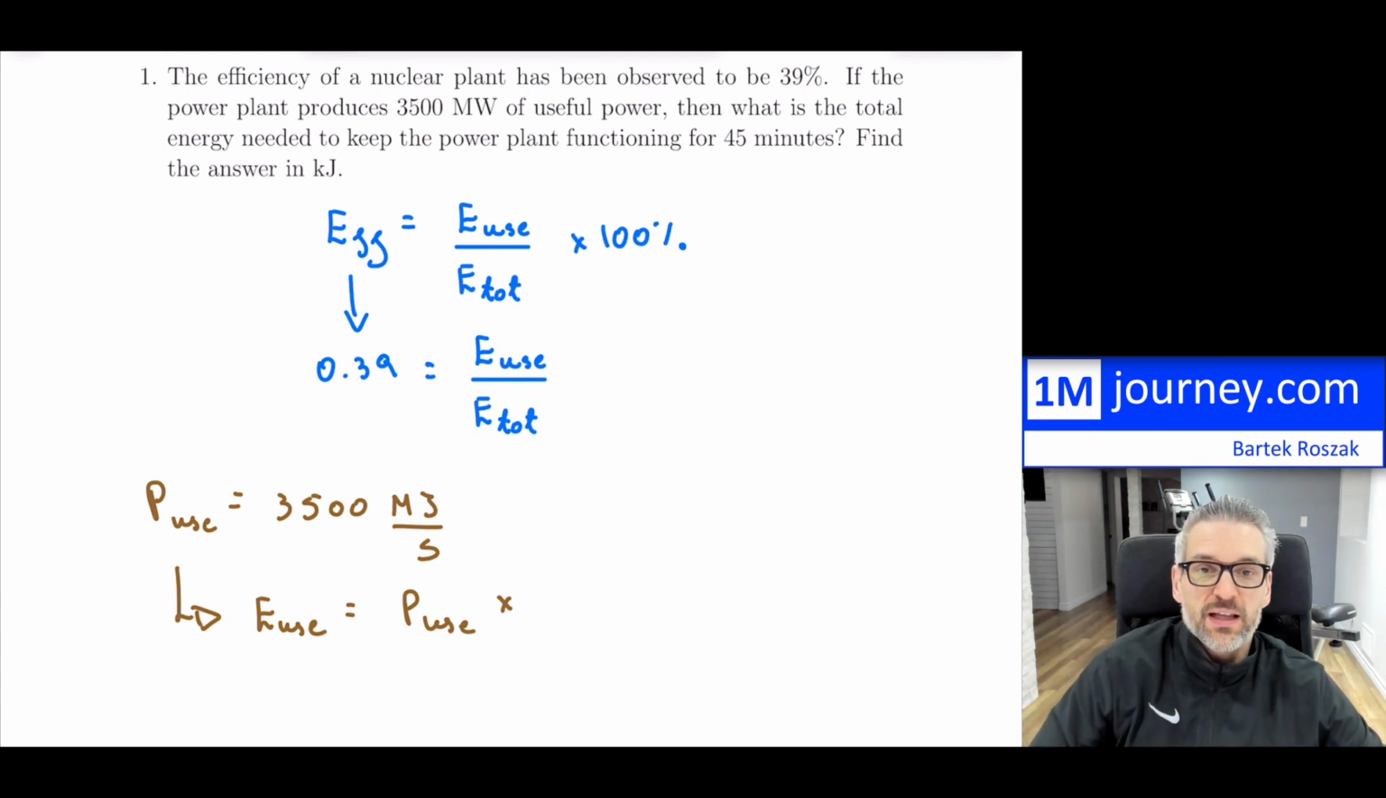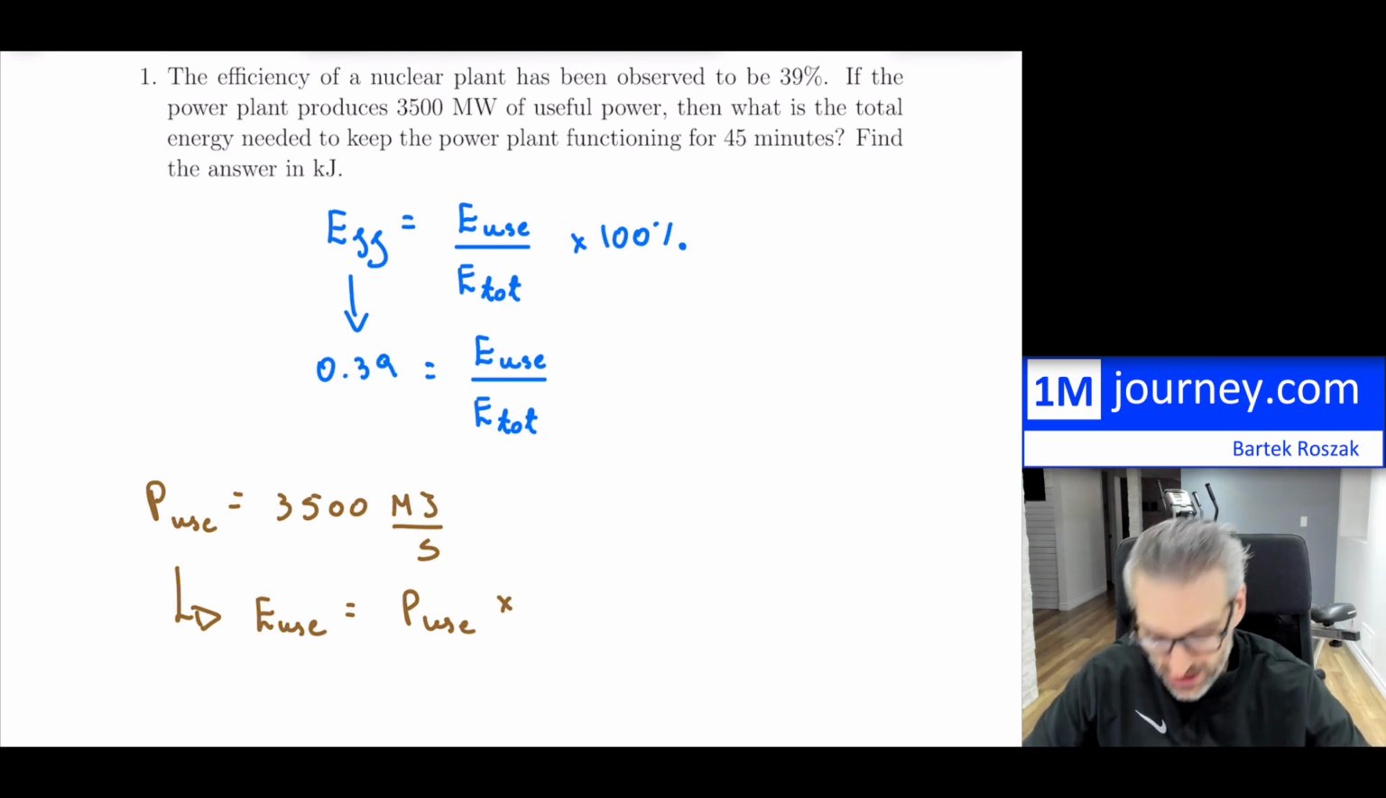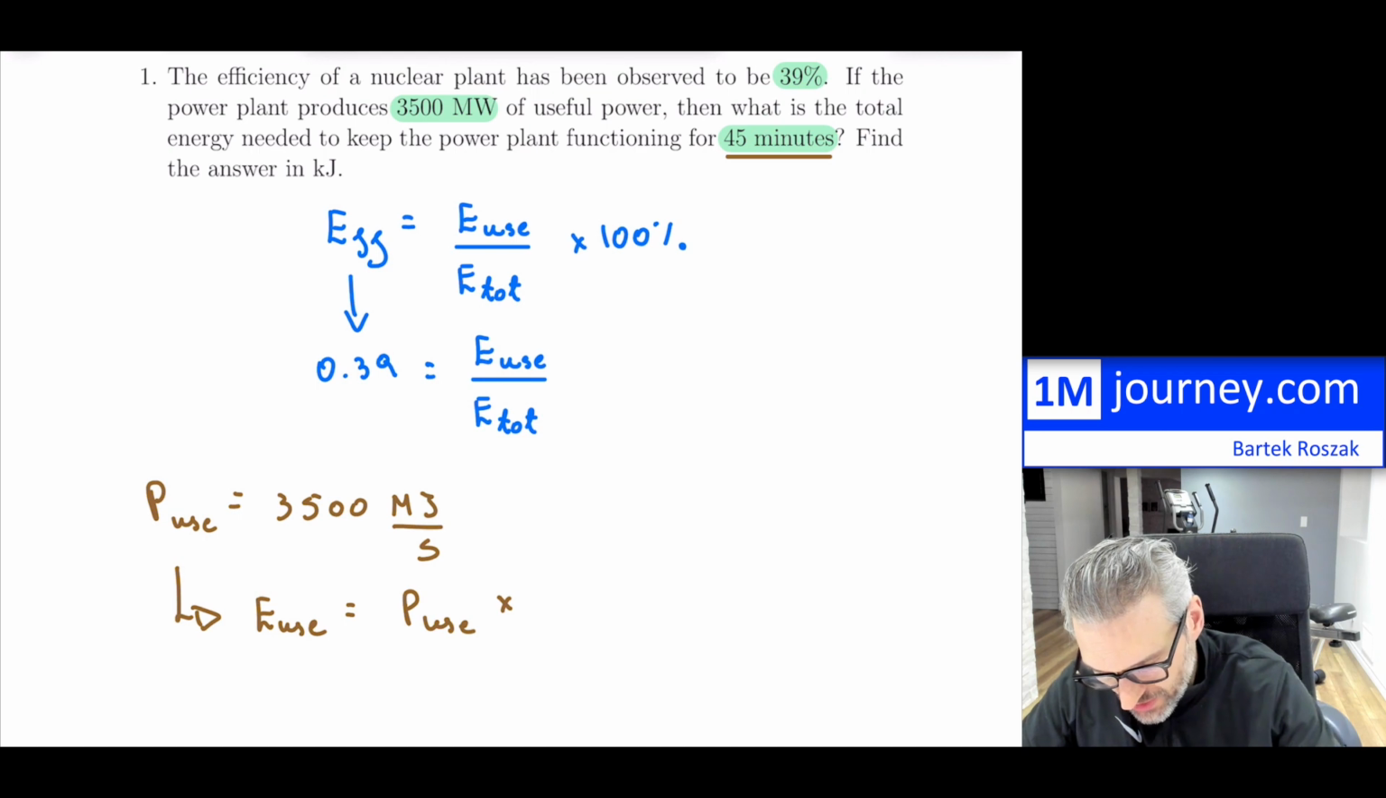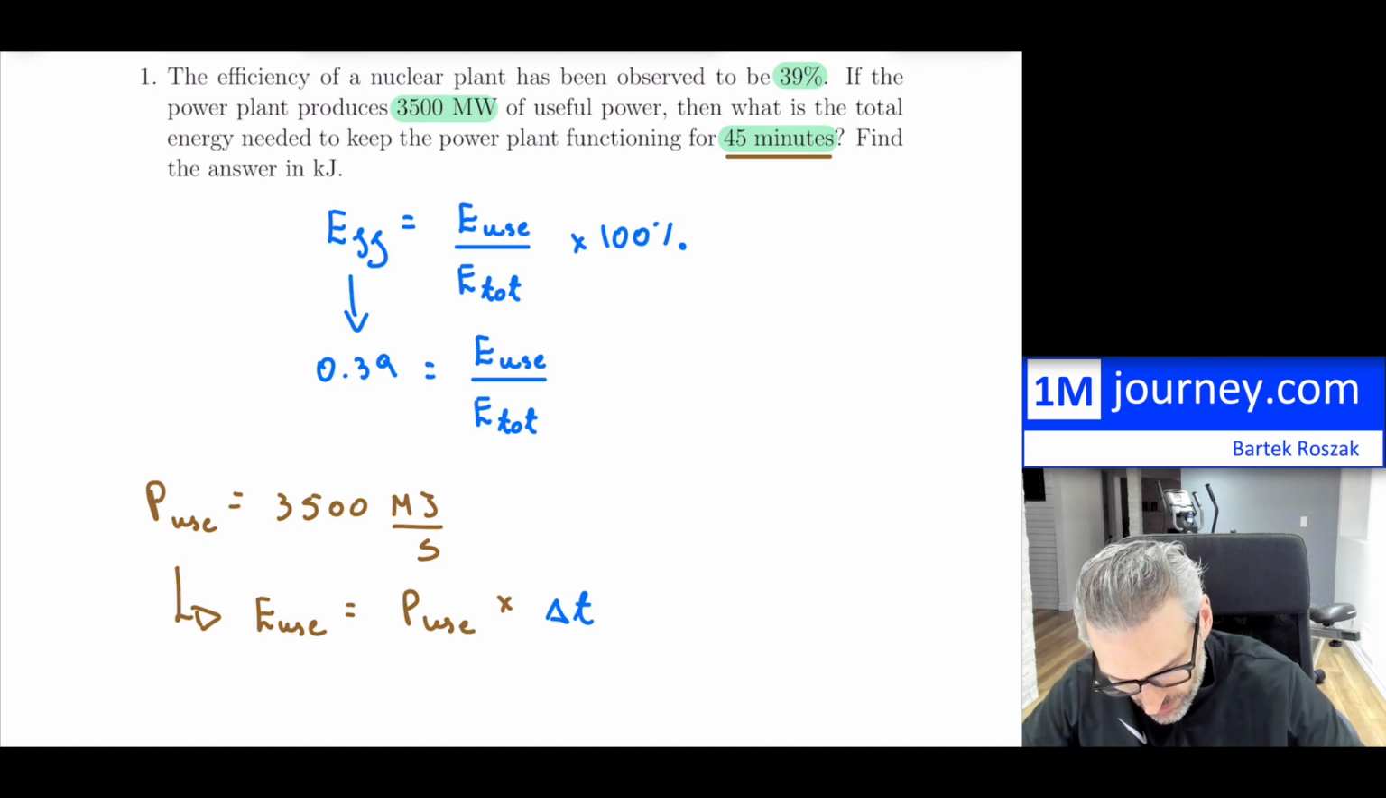Now, they do tell us what is the total energy needed to keep the power plant functioning for 45 minutes, right? So that 45 minutes, which is right there, so let me just highlight all of these in here. So that's the power, that's the efficiency, and that's for the length of time. So that length of time we need because we can take this and multiply it by delta t. Now, don't forget, it's because power is just equal to the change divided by this.